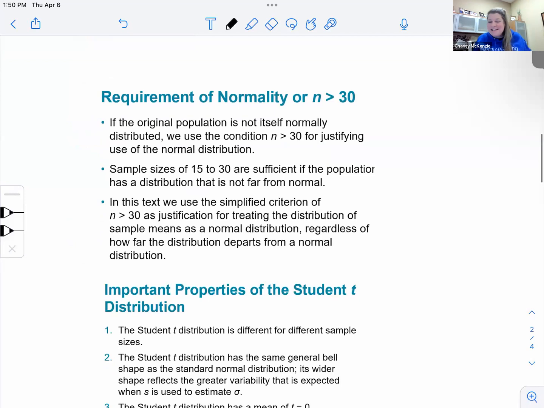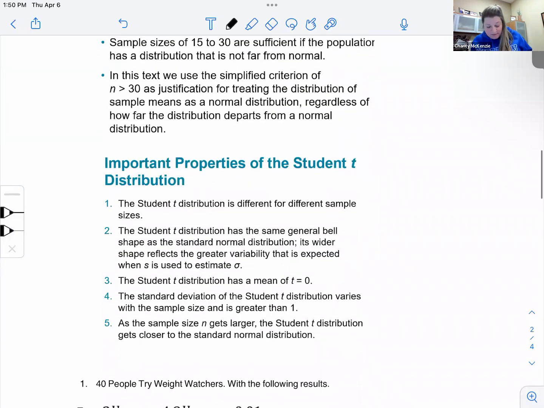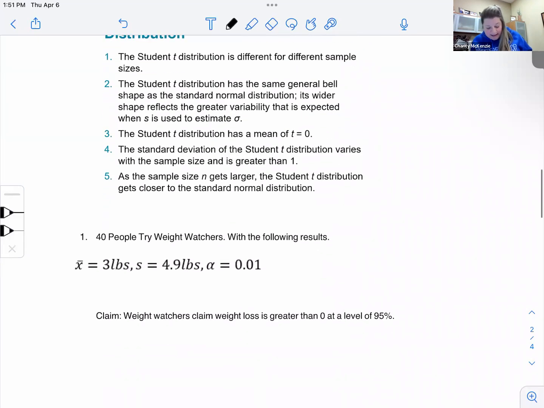So we do always have requirements. We're doing means, so our requirements are different. We're looking at having more than 30 again, because it's showing normality. Or if you have less than 30, then you need to know that the population is normally distributed. We've looked at that before.